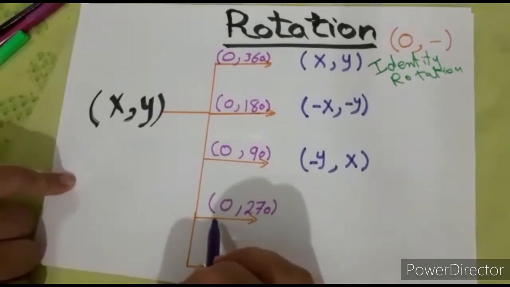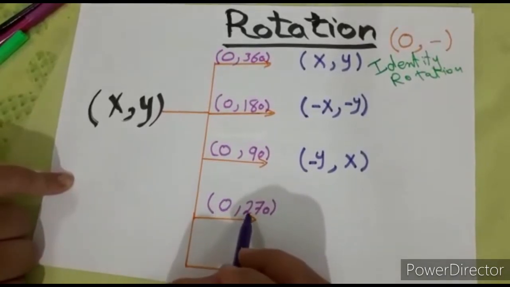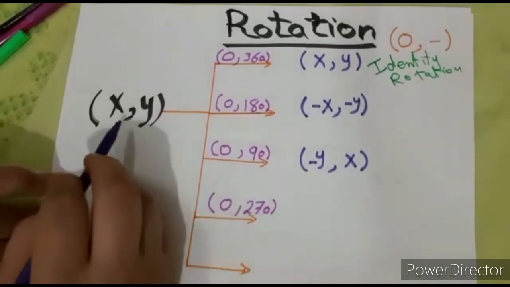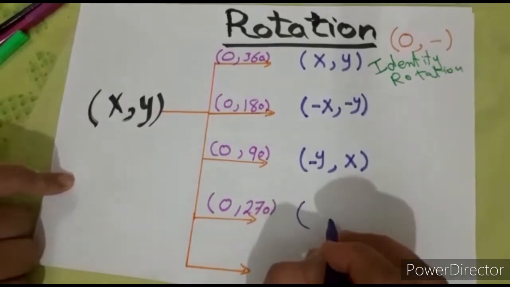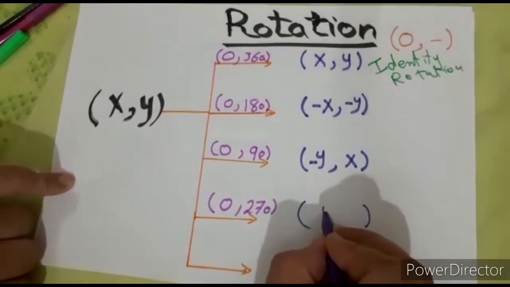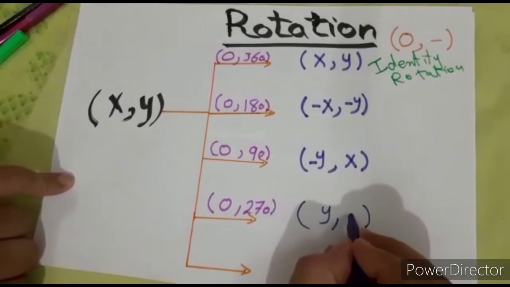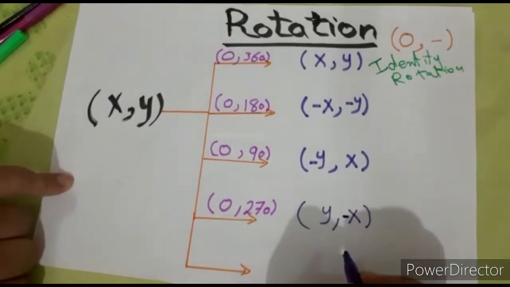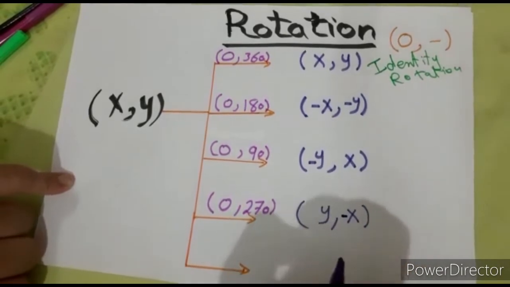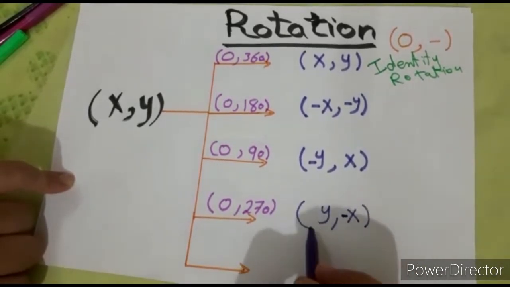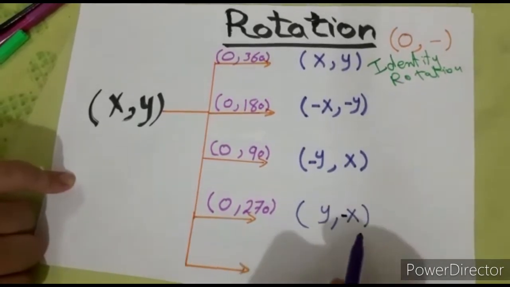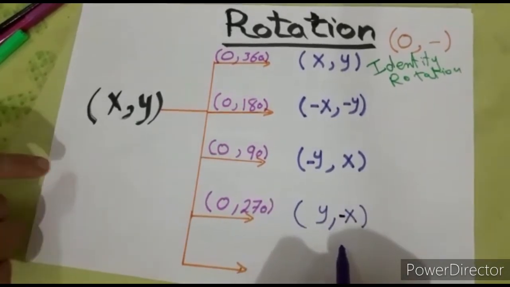Last, rotation O and 270. This point X and Y transforms to: number one, replace X, Y to Y and X, and change the sign of X. So we did two operations. Number one, replace between the two coordinates. Number two, change the sign of X.